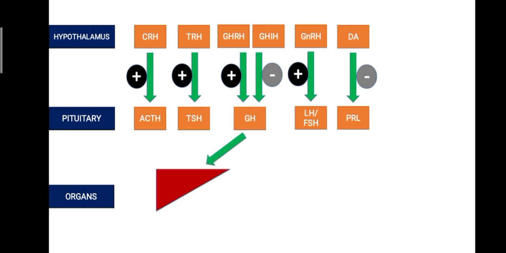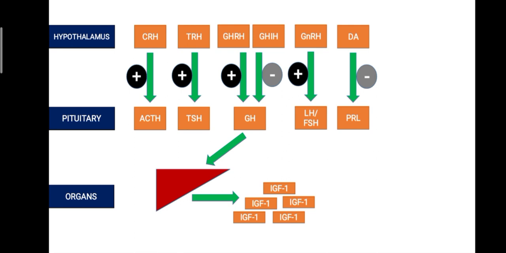Now the growth hormone does not directly go to the organs and show its effect. It goes to the liver and stimulates the liver to release IGF, that is insulin like growth factor 1. This IGF-1 then goes to the organs and shows the effect. This is how growth hormone works.